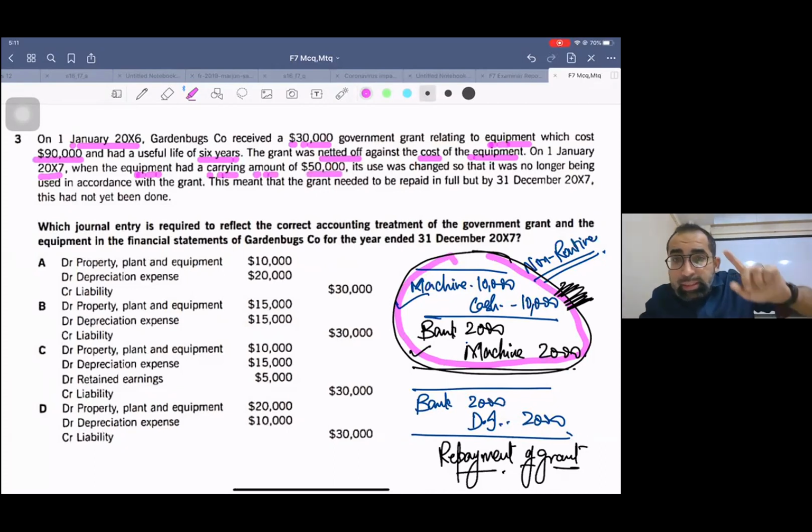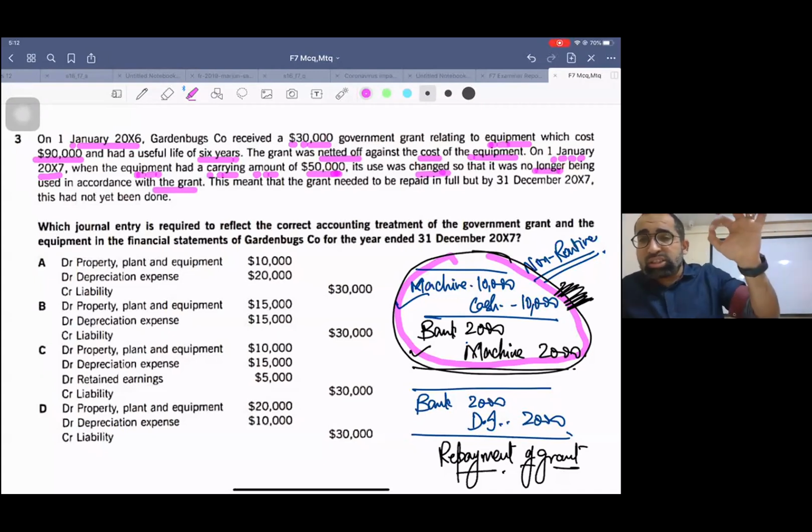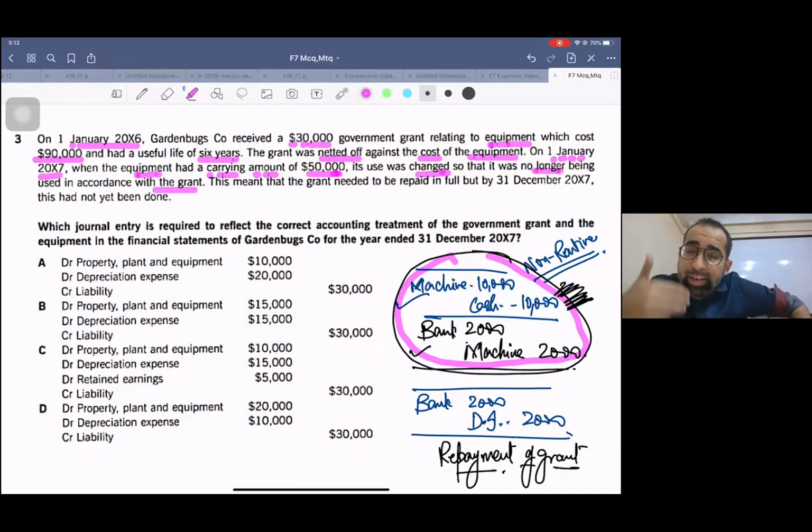Now see the date again, all of you underline this date, 1st January X7, that means just after 1 year. We received the grant and bought the asset on 1st January X6, and just after 1 year, when the equipment had a carrying amount of 50,000, its use was changed. We changed the usage so that it was no longer being used in accordance with the grant. That means we breached the condition of the grant, and I'm sure you have studied this. Whenever you breach the condition, you sometimes end up with repayment. You have to repay the grant.